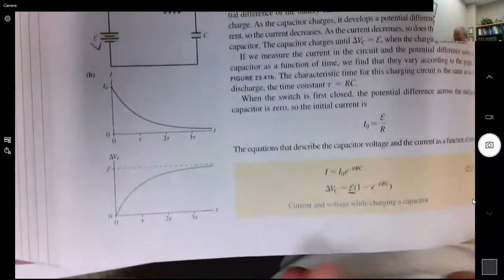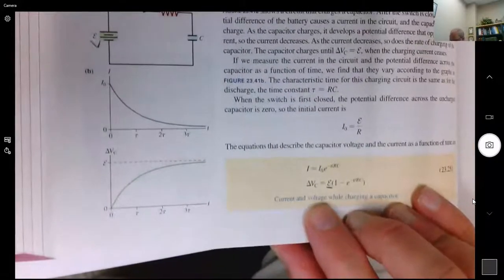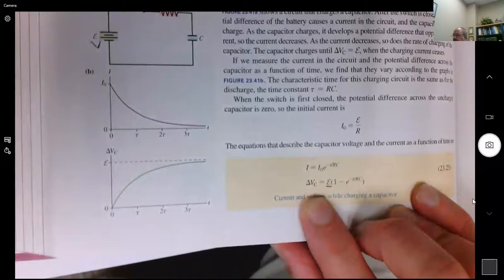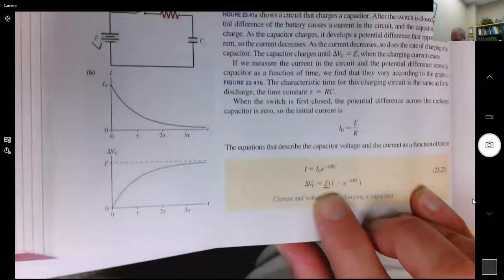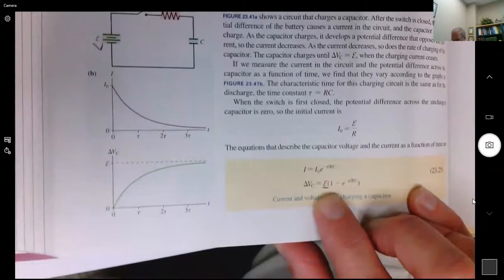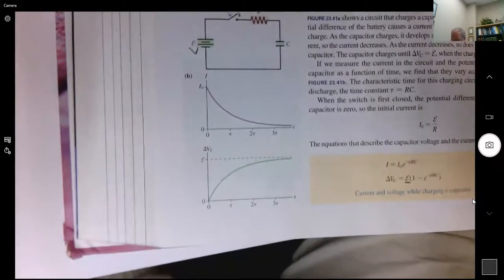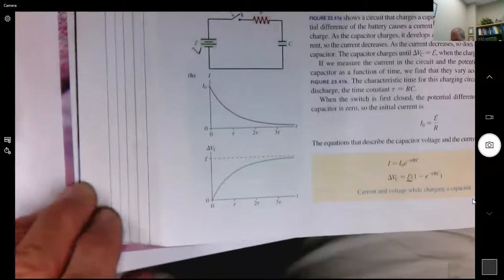So we know that when you charge a capacitor, the voltage across the capacitor is equal to the potential of your electricity source times 1 minus e to the negative time divided by RC. So we can find the voltage in our capacitor. So we go ahead and do that.